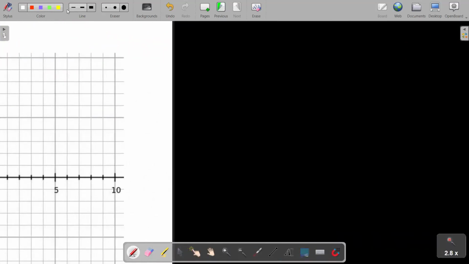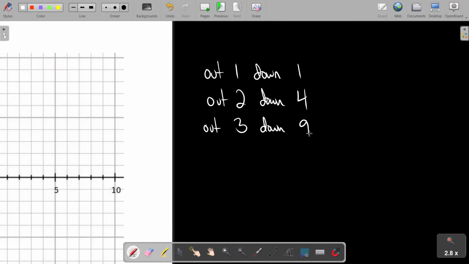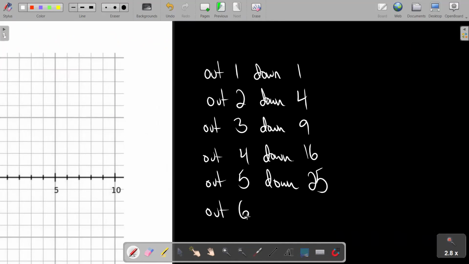I'm going to make you another little chart over here. You're welcome to copy this down. Normally, I would go out 1 and down 1. Normally, out 2 and down 4. Out 3 and down 9. Out 4 and down 16. Out 5 and down 25. Out 6 and down 36. Like, you don't need me for that. I'm wasting your time there. You know those numbers already. Those are just red list numbers.